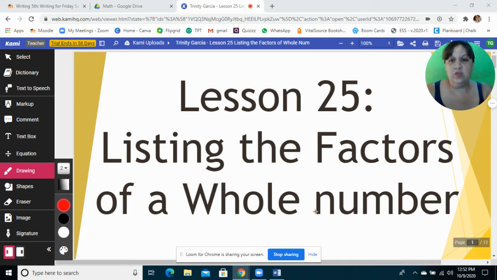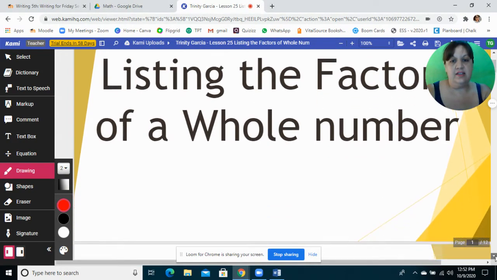Welcome to lesson 25 of Saxon Math Intermediate 5. Today we're going to talk about listing the factors of a whole number. So go ahead and open up your math notebook. At the top, write lesson 25 notes and the day's date. And let's go ahead and get started.